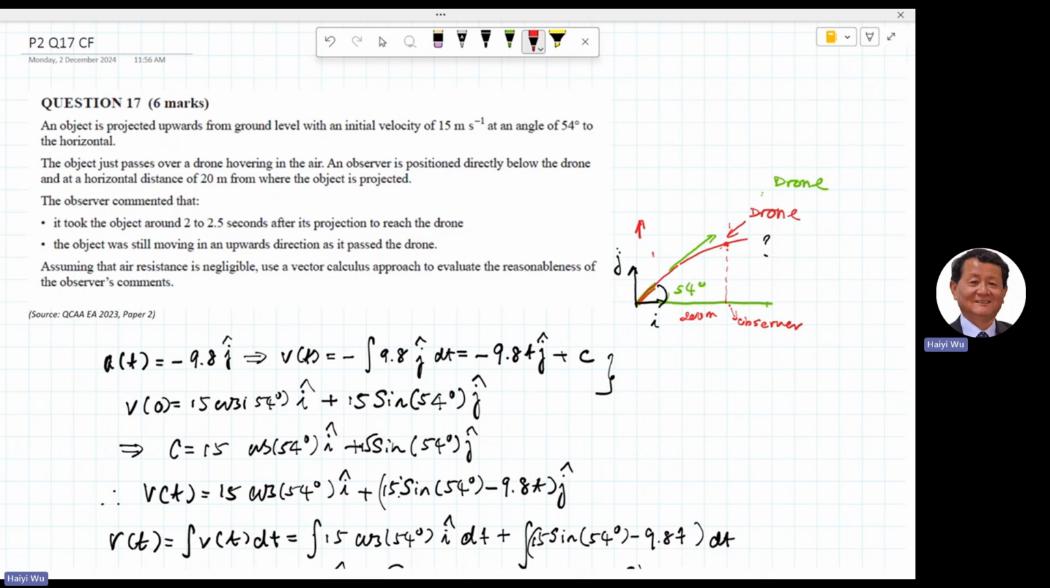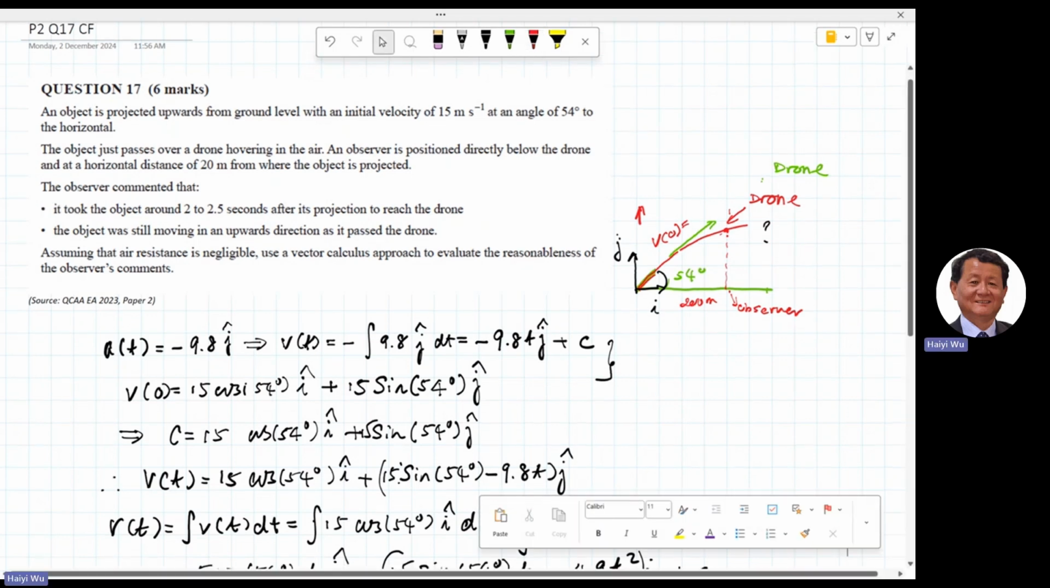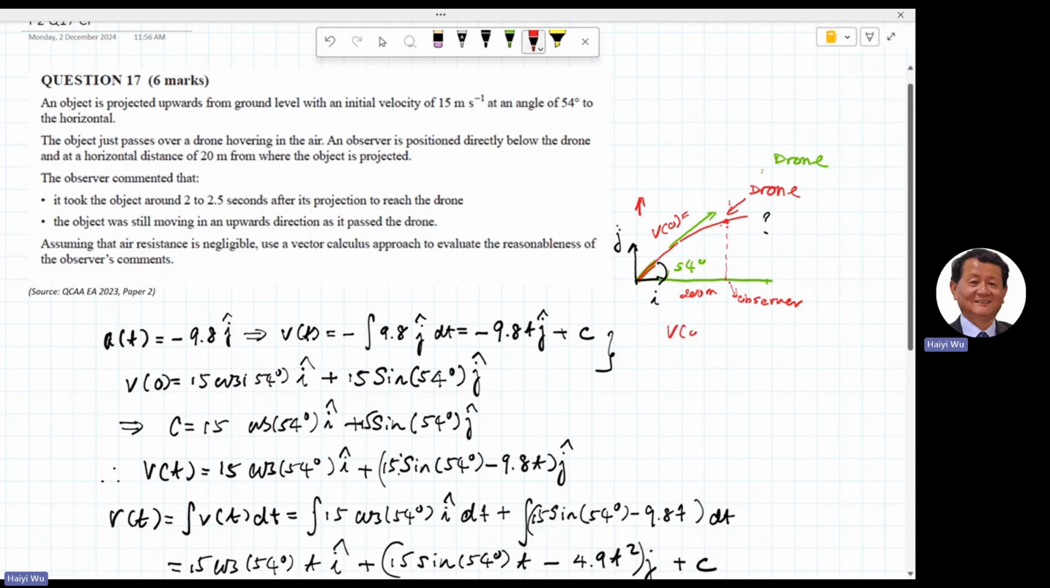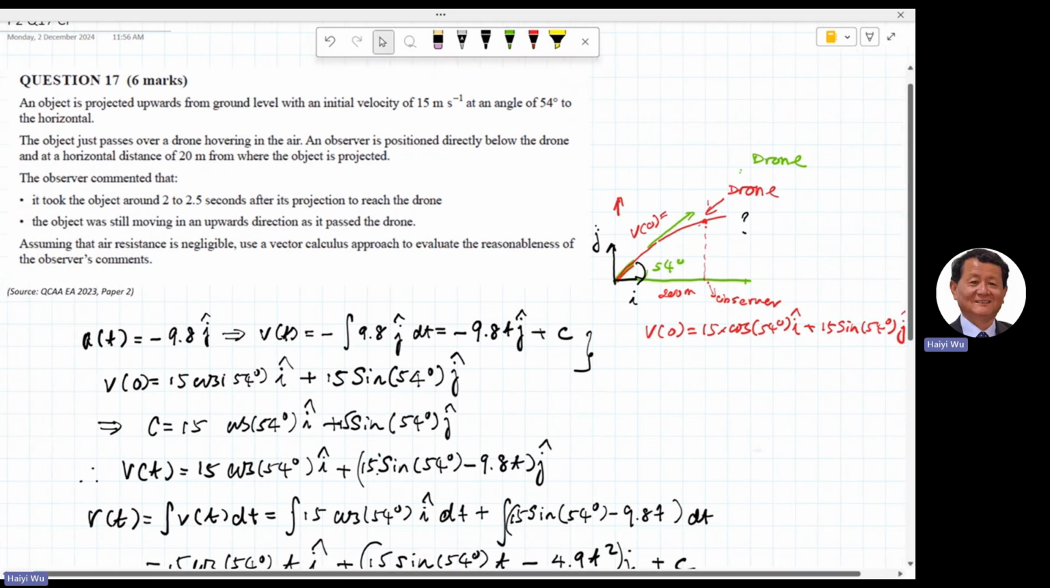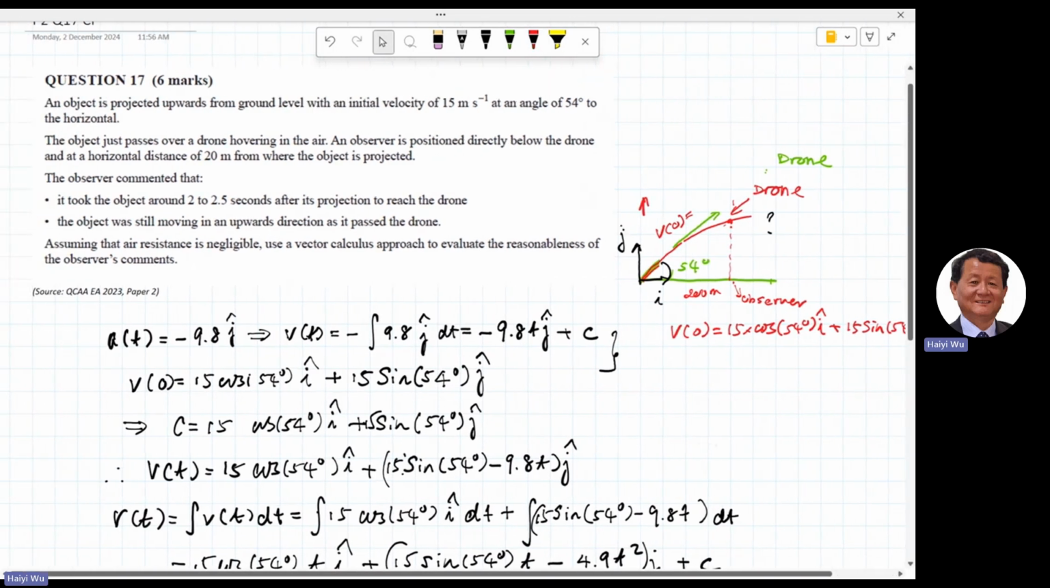The initial velocity, let's write down. Initial velocity is 15 metres per second times cosine, because there's an angle, so in that direction. And the j component is 54 degrees. So there are two components for the initial velocity.